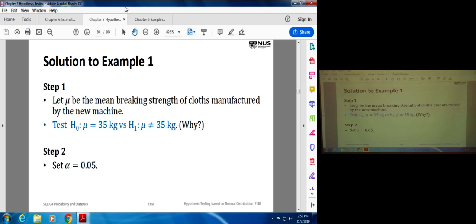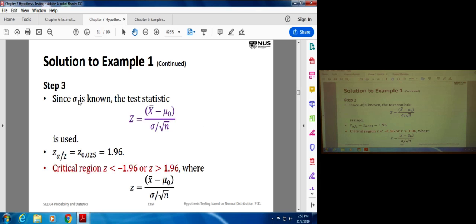Okay, so that's the first step. The second step, well, we know the level of significance is told to us, so that's not a problem. So now we know sigma, so we're going to work with the test statistic just as we had before, that x bar minus mu 0. Mu 0 is the hypothesized value under the null, over sigma over root 10, and sigma is equal to 1.96.